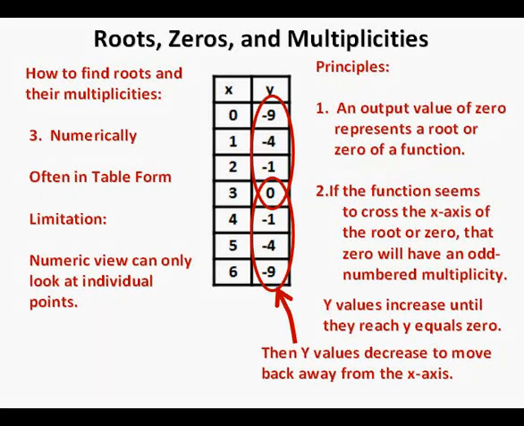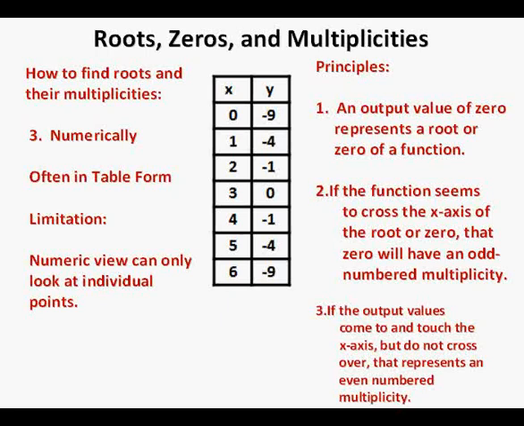So here's a third item on using tables to find multiplicities. If a function has output numbers increasing or decreasing to a point where the values reach the x-axis but don't cross the x-axis and then go away from the x-axis in the same direction, this represents a root with a multiplicity of 2 or some other higher even numbered root.